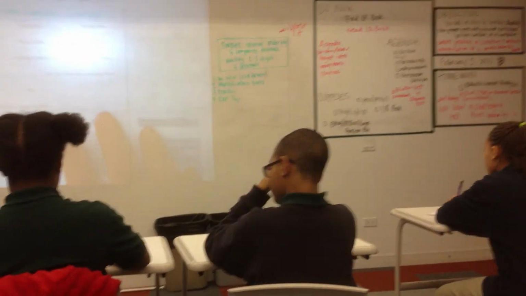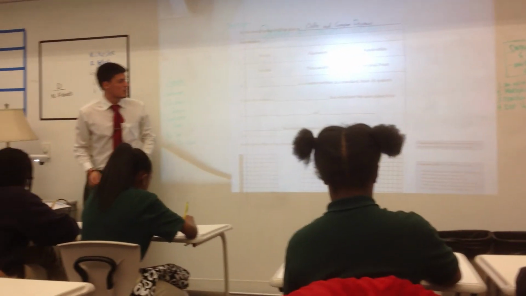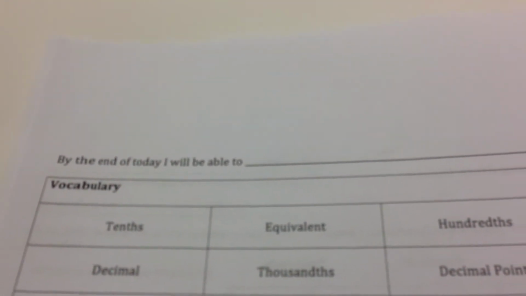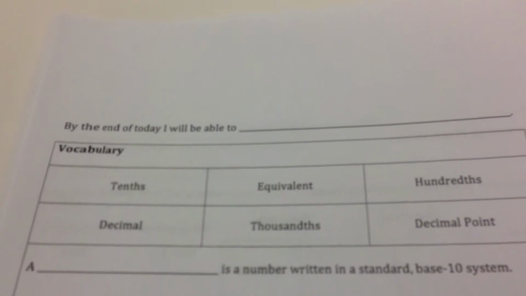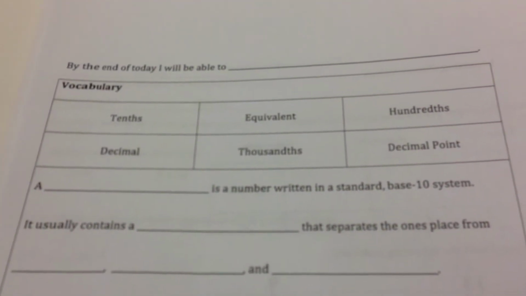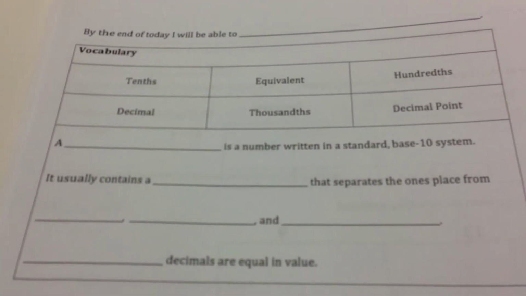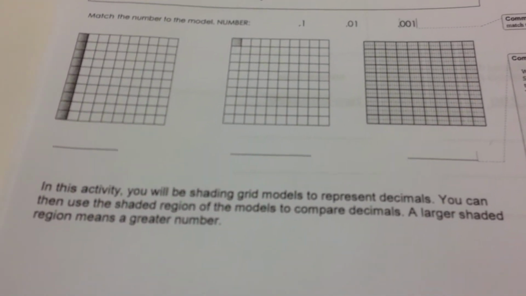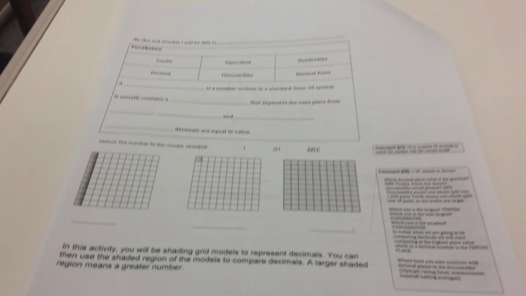And as you can see, getting into our notes, there are some certain keywords I want you guys to learn. So yes, we're going to learn how to order and compare decimals, and yes, you are going to be able to take home some new vocab words. So we're going to learn what tenths, equivalent, hundredths, decimal, thousands, and decimal point mean. But again, rather than having you guys copy it all down, it is all right here for us.